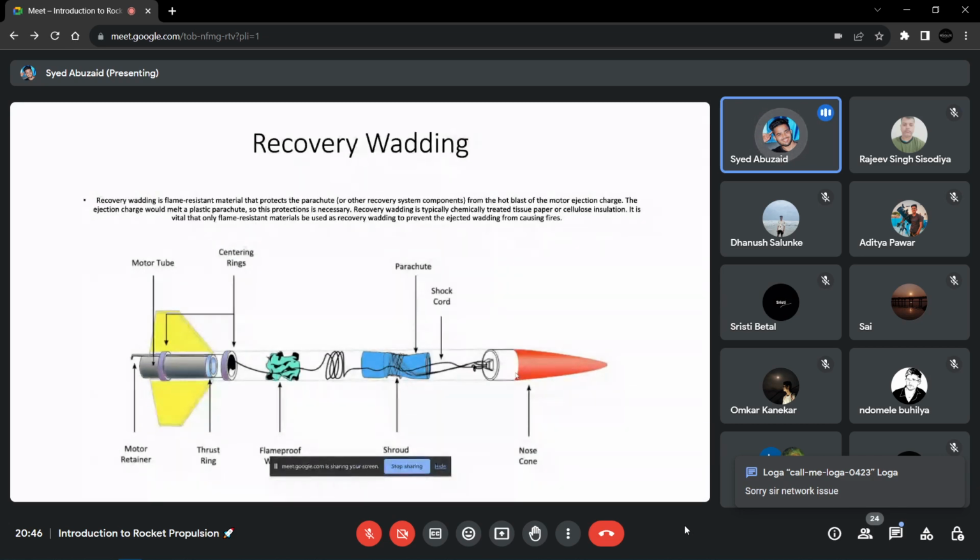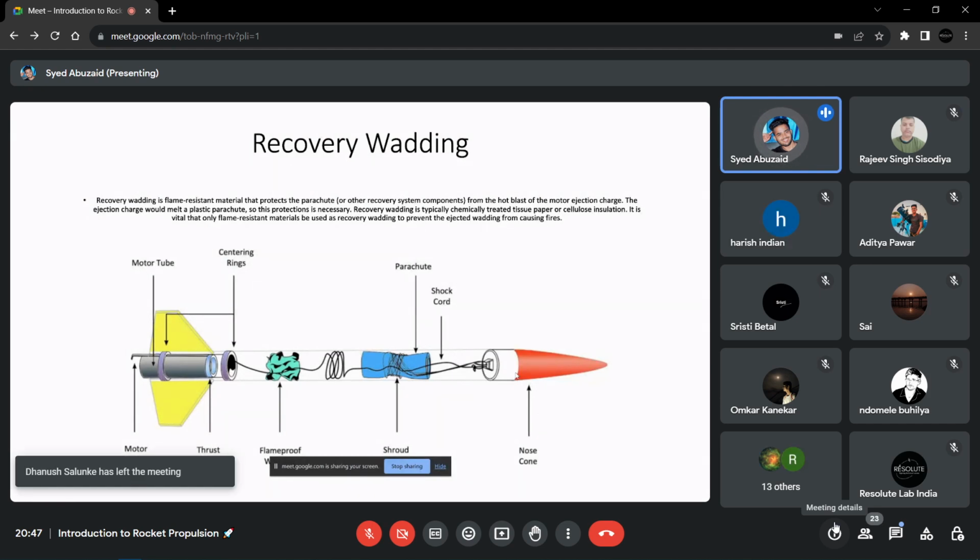Okay, the mechanism present inside this tube is the hot blast motor ejection charge. Basically, when the combustion of the solid propulsion system reaches the end point, they pass a small spark to the explosive material, and the explosive material creates enough force that the recovery parachute comes out of the rocket. So this is a very easy way to deploy it while the rocket is in the atmosphere.